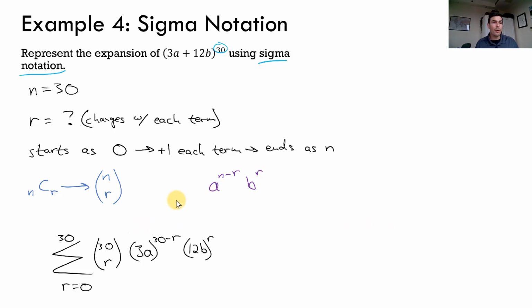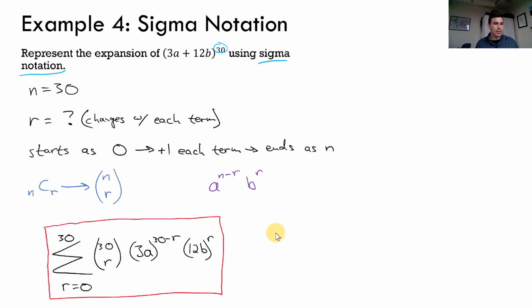So instead of a, though, I've got 3a raised to the 30 minus r, and then 12b raised to the r. So if you were to really think about this and take a look at how you would expand out this sigma notation, it's going to be the exact same thing as expanding this out more algebraically, instead of with sigma notation.